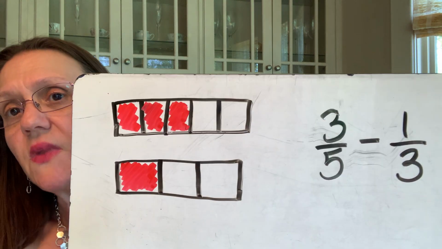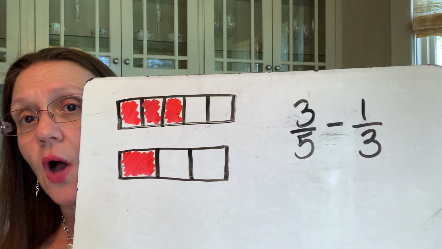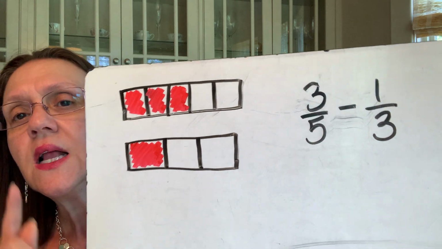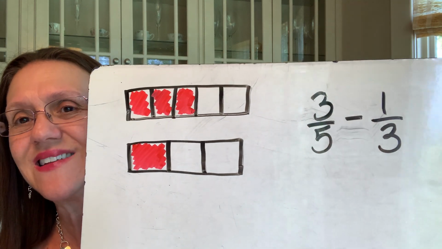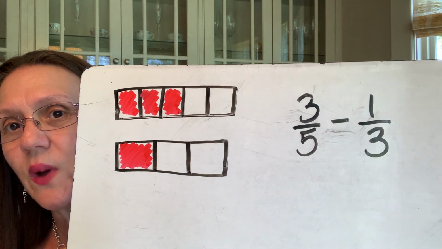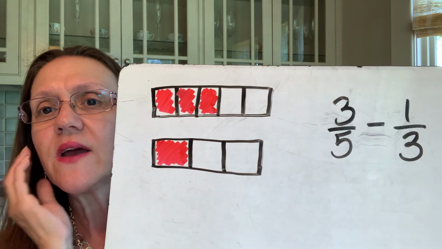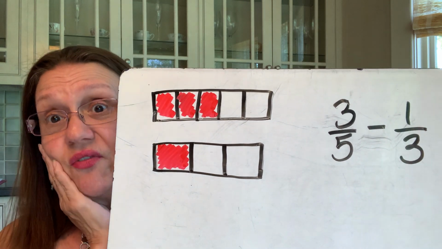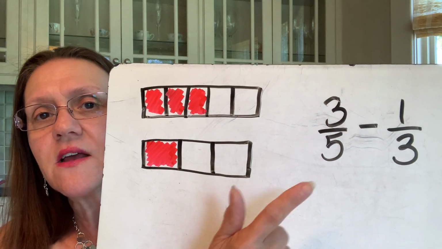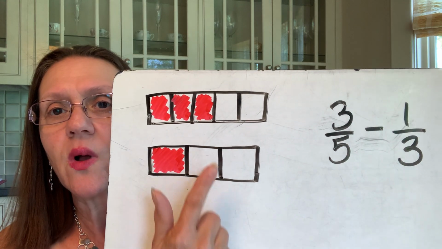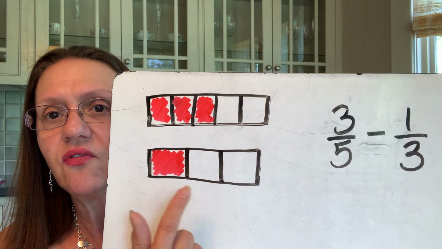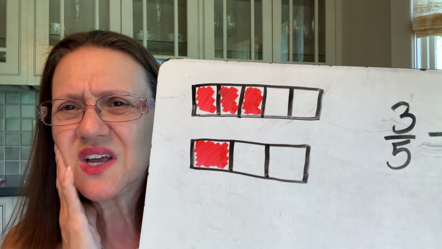Now, before we go on to deal with all of this, let's see if we can estimate what our answer is going to be. 3/5 I would estimate is kind of close to a half, right? Minus 1/3, if you think about 1/3, that's kind of close to a half. So 1/2 minus 1/2 is 0.